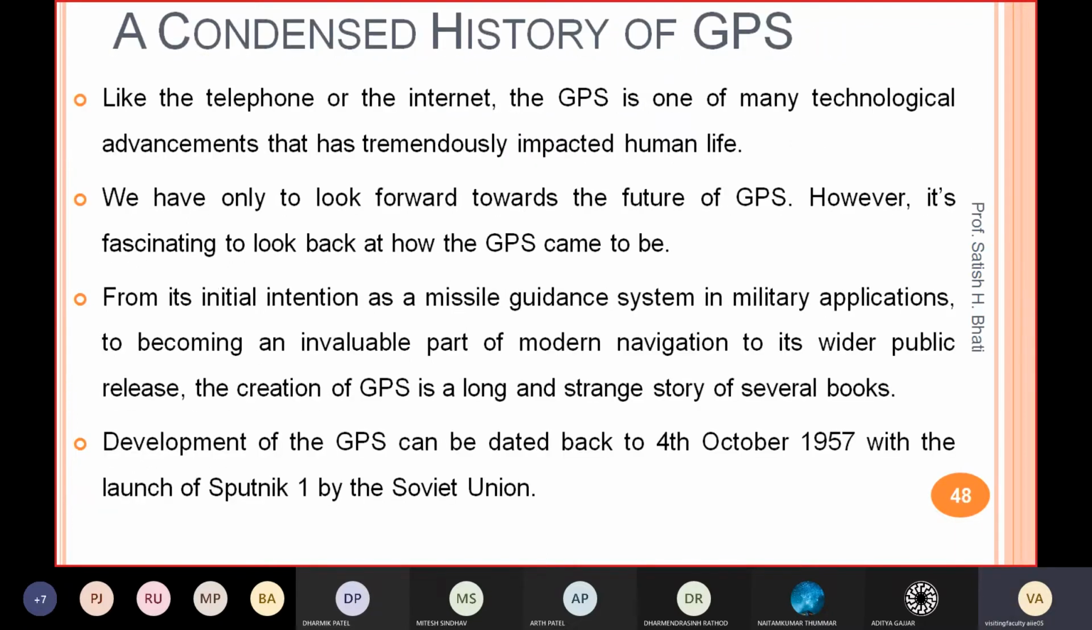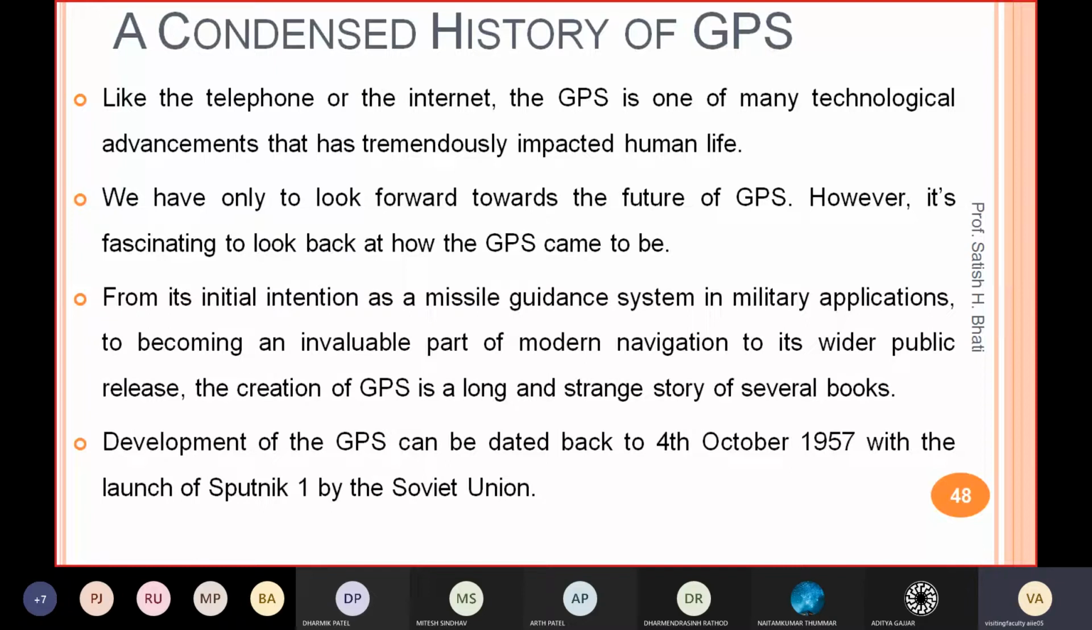So then next is the history of GPS, right? Definitely we are interested in GPS technology. Till now we have discussed the future of GPS, the applications of GPS, and the technology in GPS, right? But it is also fascinating to see the GPS history, right? How and from where GPS started, or from where the scientists got the idea of GPS.